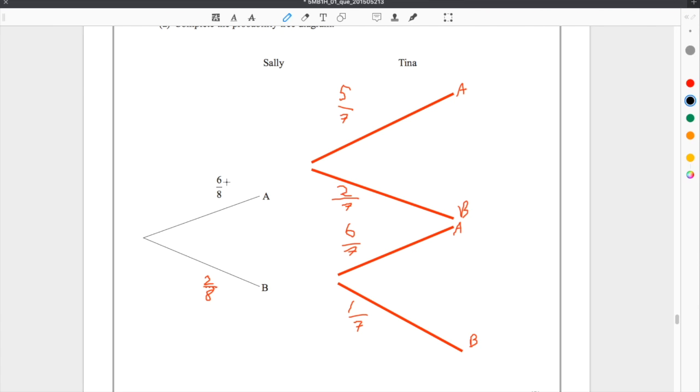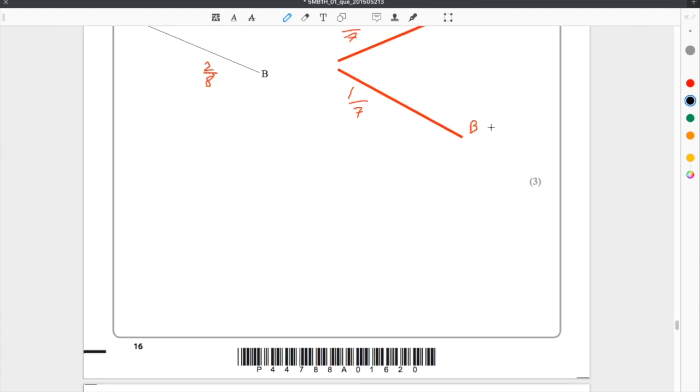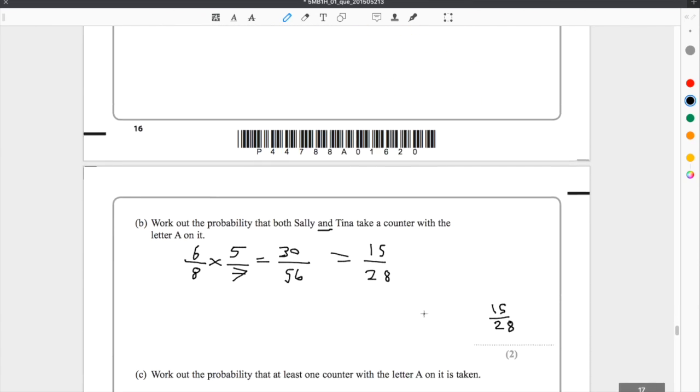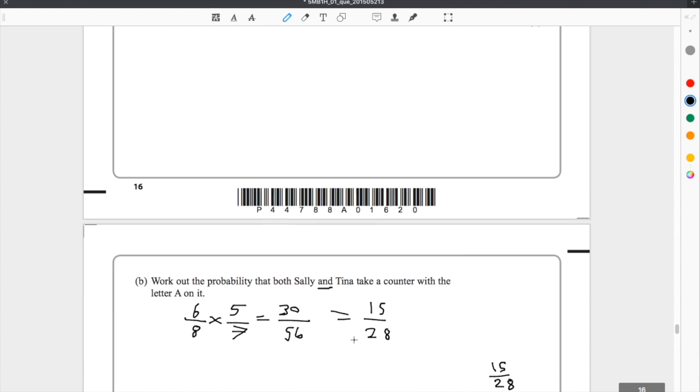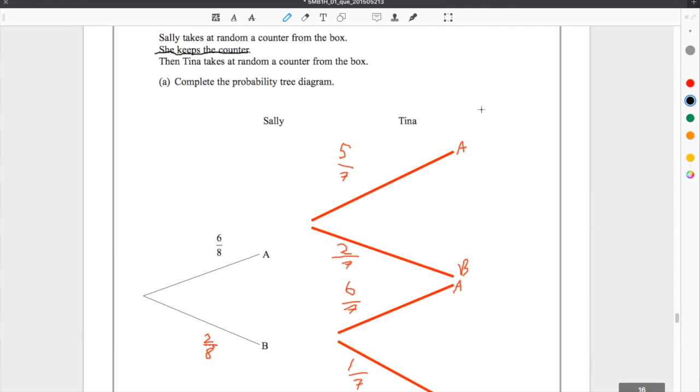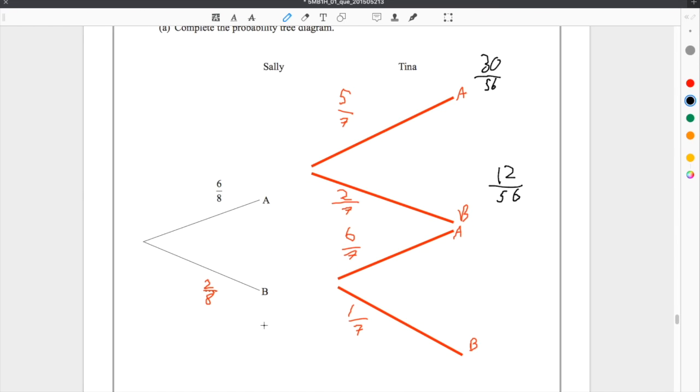So if we multiply 6 out of 8 by 5 out of 7, we get 15 out of 28, which is 30 out of 56. I'm going to leave it in that form for the purpose of this question. 6 out of 8 times 2 out of 7 is 12 out of 56. 2 out of 8 times 6 out of 7, 2 times 6 is 12, again out of 56.